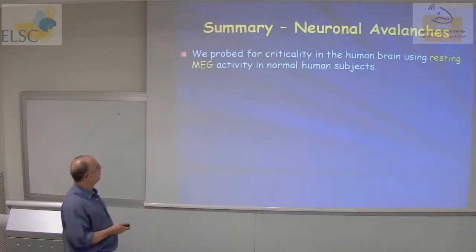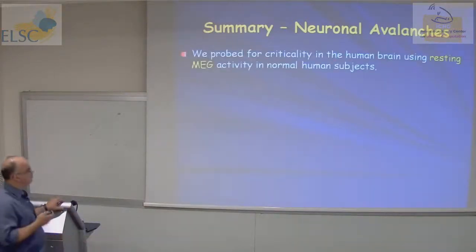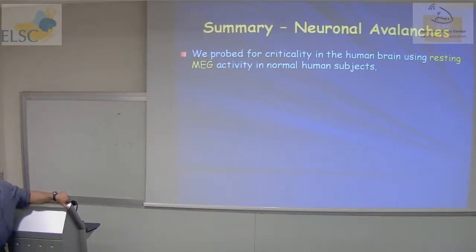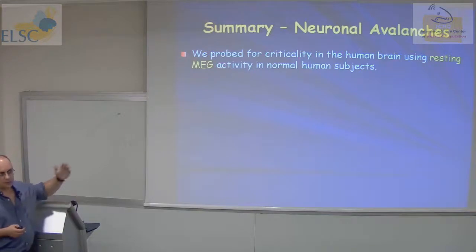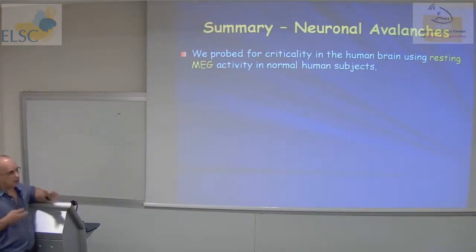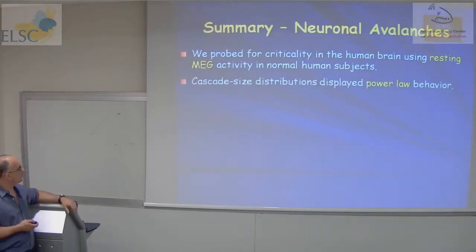So just to summarize, we used resting MEG to probe for criticality, in particular for neuronal avalanches. The analysis that I described today is very similar to what people did with LFPs. I think the new things were mainly that I allow myself to take both positive and negative events, and that I use this method to also look at the branching parameter to select a particular delta T.